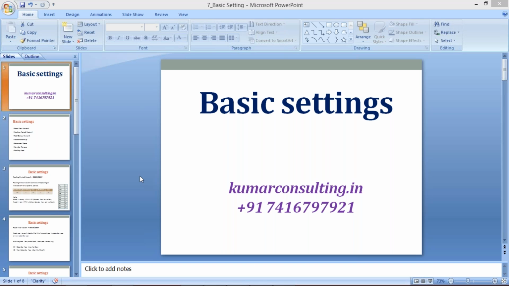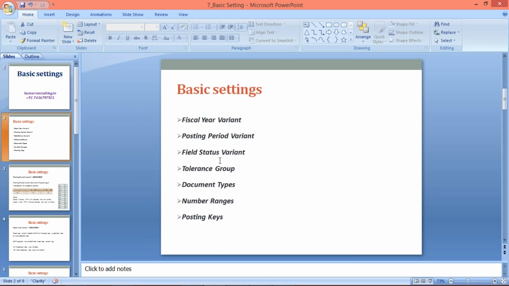Then we have posting period. Posting period means what? So look at here. There are several things which will come under basic settings. We'll explain one by one. So here, fiscal year variant, posting period variant. Generally I was supposed to explain fiscal year variant, but I will explain posting period variant first and then we'll explain fiscal year. Okay, because this is how your understanding will be better.